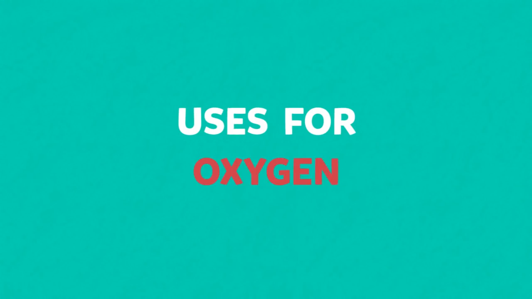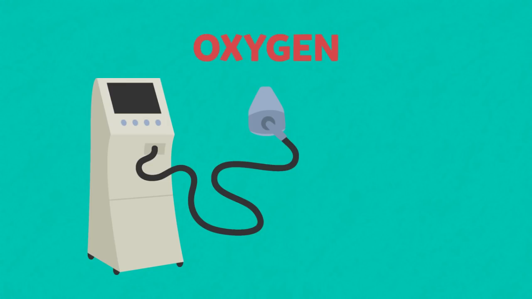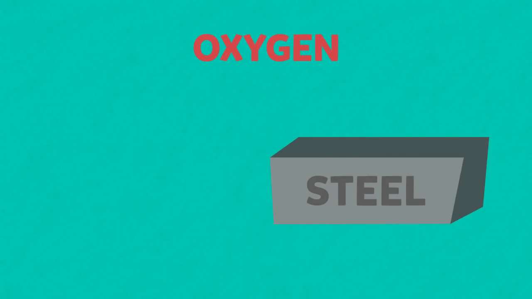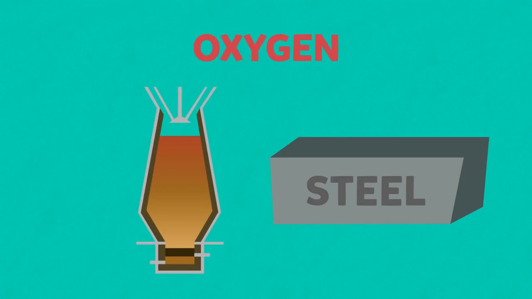Finally, oxygen is essential for our breathing and survival, and therefore it's used in medicine for breathing equipment. But that's not its only use. Oxygen is also used for steel making. The oxygen is passed through impure molten iron in the blast furnace to oxidize and remove the impurities such as carbon, sulfur, phosphorus and silicon.